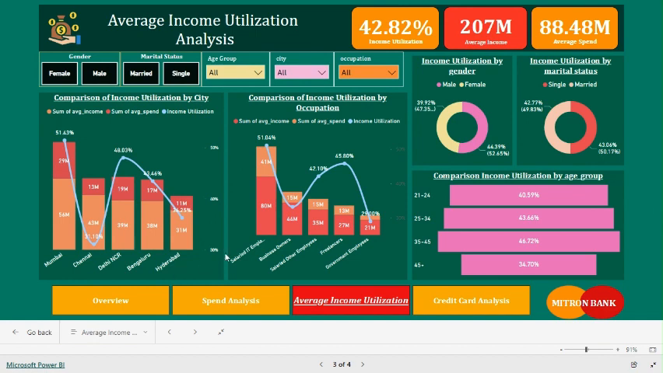Then, based on the occupation, salaried IT employees have the highest income and also the highest average income utilization percentage, about 51.04%. The second category is freelancers, spending about 45.80% of their income. The third category is the salaried other employees, spending about 42.10% of their income. Government employees not only have the least income, but also have the least average income utilization percentage, about 29%.